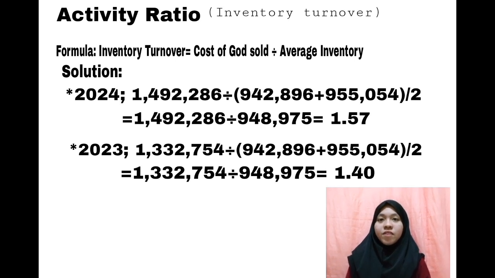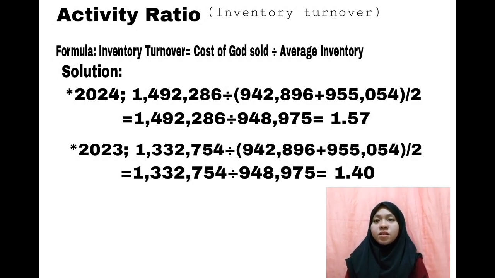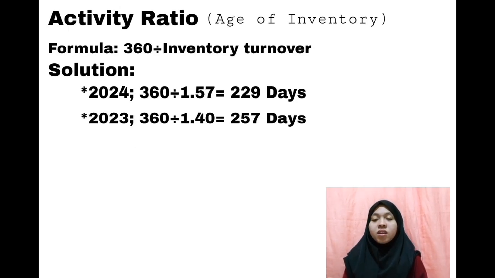Del Monte's inventory turnover ratio improved slightly in 2024 to 1.57 compared to 1.40 in 2023, indicating that the company was selling its inventory slightly faster, suggesting improved efficiency in managing inventory. However, the age of inventory was 229 days in 2024 compared to 257 days in 2023, suggesting that Del Monte was holding on to its inventory for a longer period.